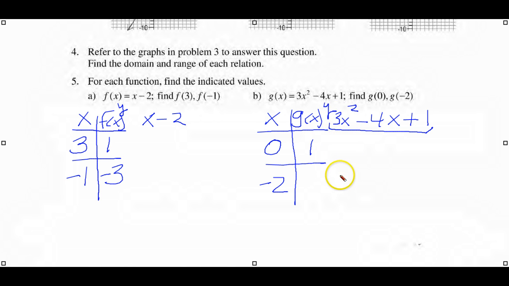4 times 3 is 12, minus 4 times a negative 2 will make this a positive 8 now. This is x is a negative 2. Negative 4 times negative 2, a positive 8, plus 1. So this is 21 here. And that wraps this up. And of course you'll be doing some as well.